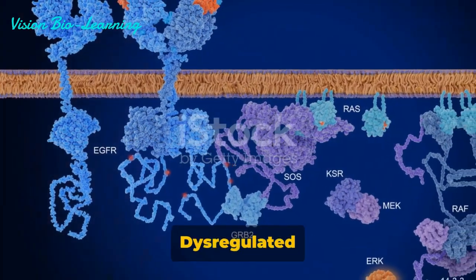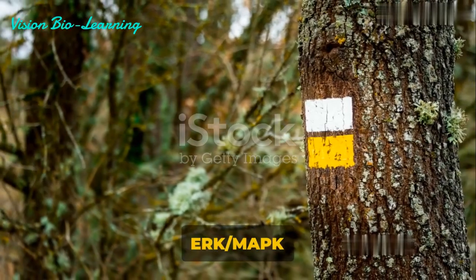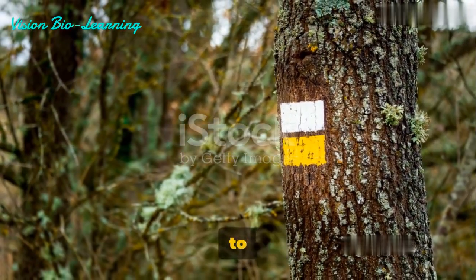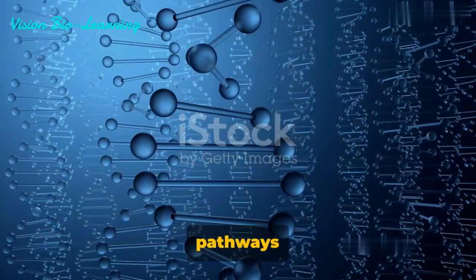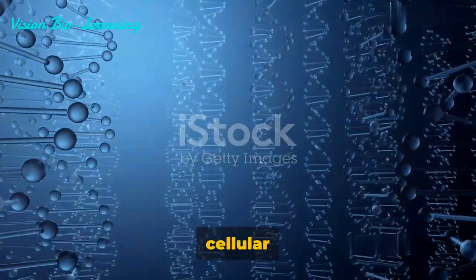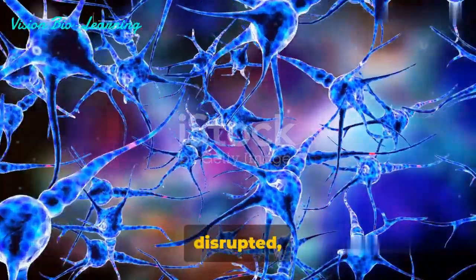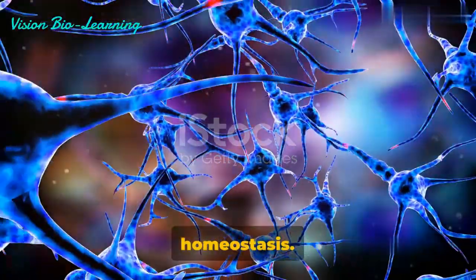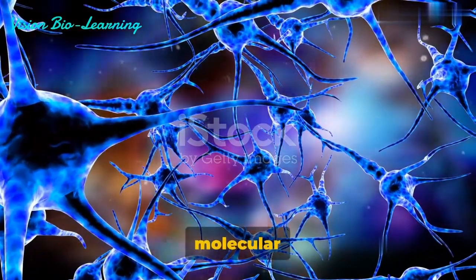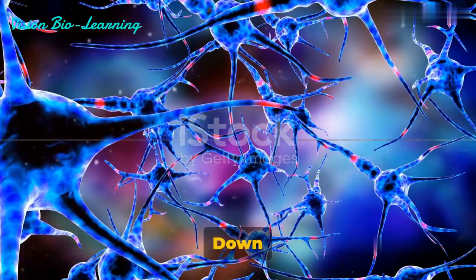But it doesn't stop there. Dysregulated signaling pathways, including the NFAT and ERK-MAPK pathways, also contribute to the molecular abnormalities associated with Down syndrome. These pathways act like the conductors of our cellular orchestra, guiding the activity of our genes. When these pathways are disrupted, it can have wide-ranging impacts, affecting neuronal development, synaptic plasticity, and cellular homeostasis. Now that we understand the molecular mechanisms, let's look at how these translate into the clinical features of Down syndrome.